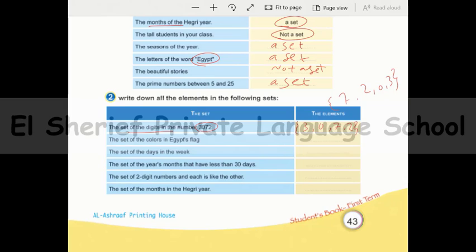The set of colors in the Egyptian flag: we know they are red, white, and black, and we can also write black, white, and red, and so on. So we can change the order; it is not important. In the same way, we complete this question.